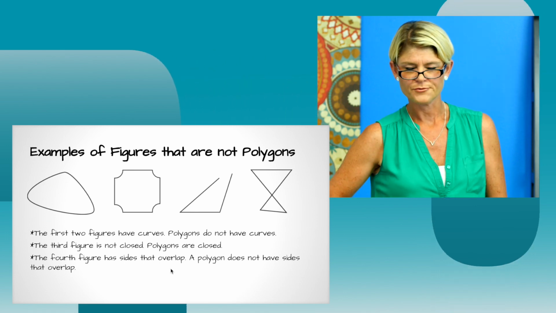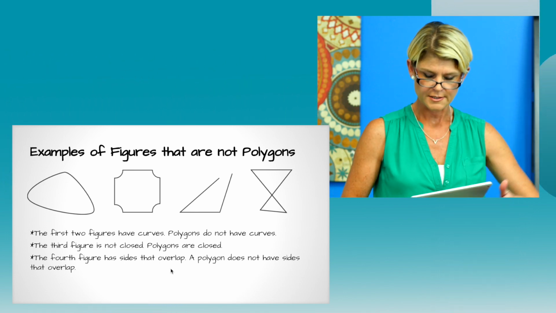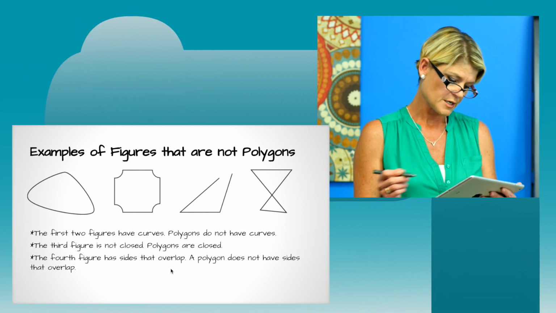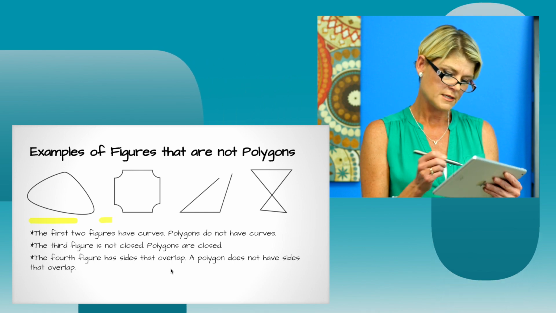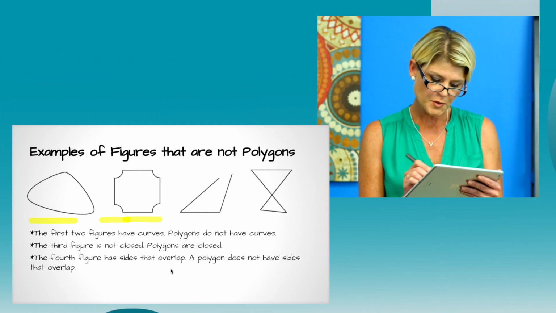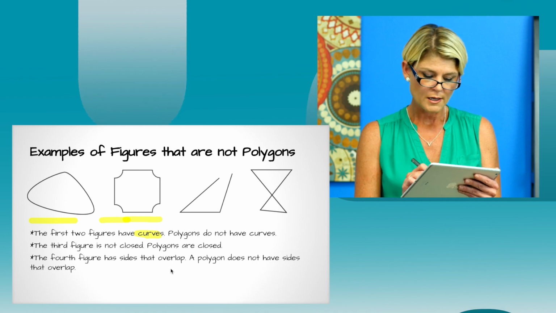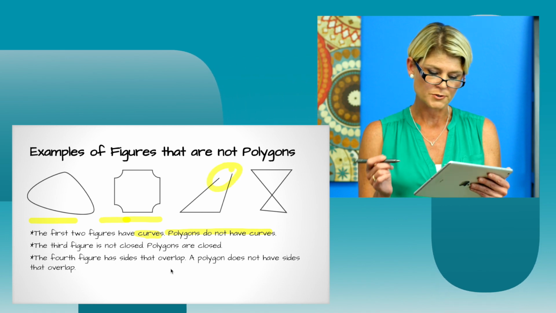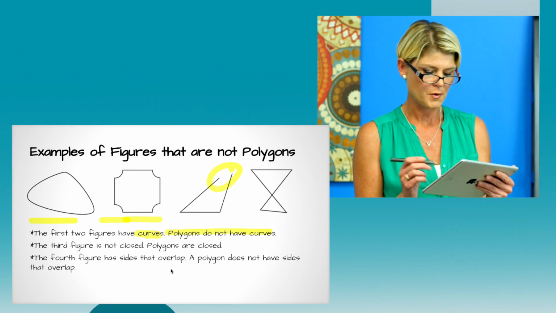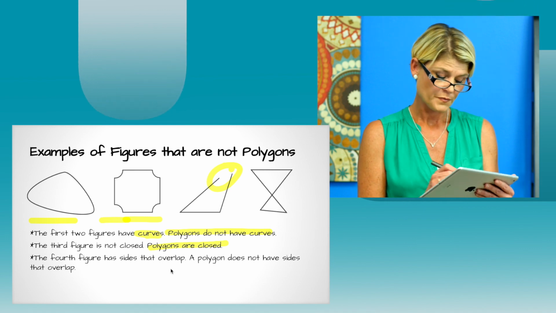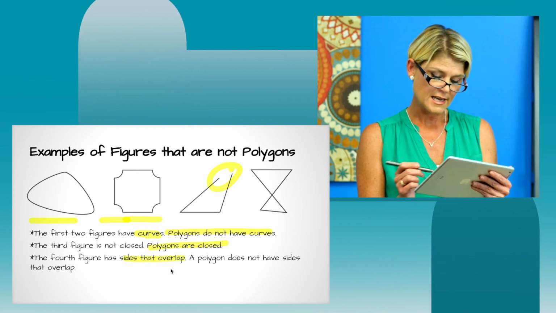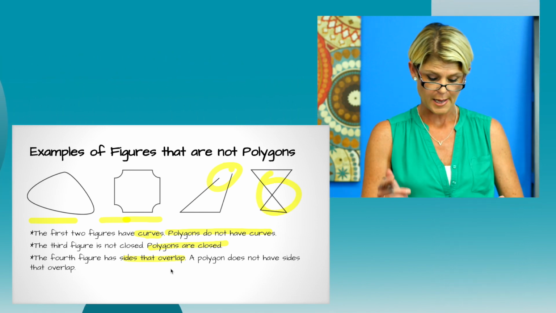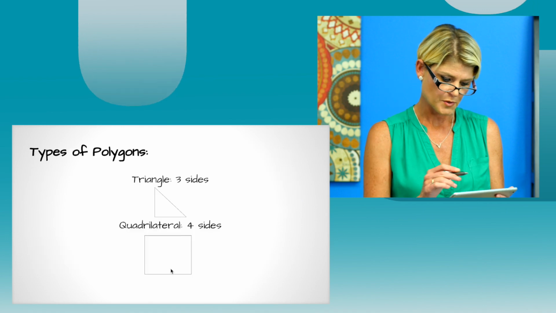I also think it's a good idea for us to take a look at some figures that are not polygons, just to help us out so we can classify them and identify them more easily. So the first 2 figures, this one and this one, are not polygons simply because they have curves. Polygons do not have curves. The third figure is not closed. See how it's open there? So that can't be a polygon because polygons are always closed. And the fourth figure has sides that overlap right here. Polygons do not have sides that overlap. So hopefully that'll help you out a little bit.